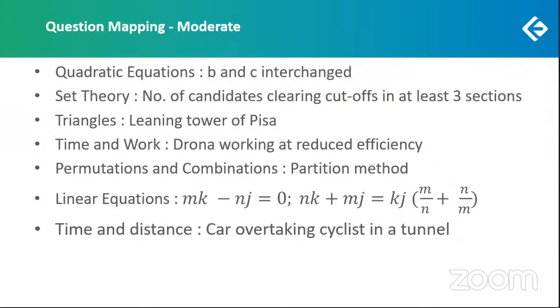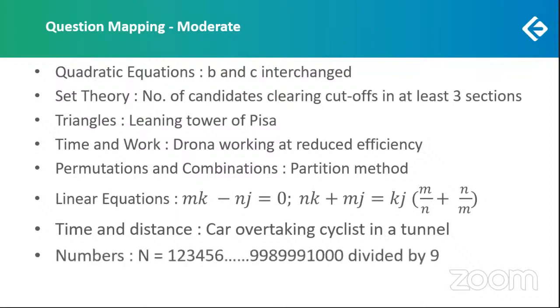A question based on time and distance where a car was overtaking a cyclist while driving in a tunnel. Okay, so this was a question based on relative speed, wherein we have to consider the relative speed of car minus cyclist because they are traveling in the same direction. And the question was about how long the cyclist can see the car. Okay, so he was able to see the car up till a distance of 80 meters. So the relative distance was 80 and we had to find out the time for the same.